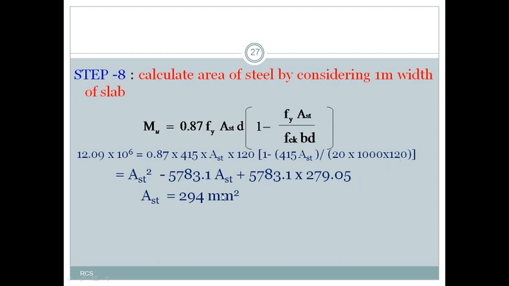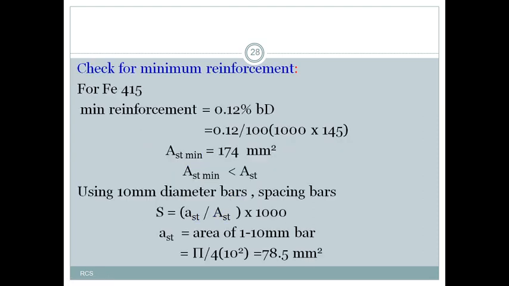If we calculate that, we get a quadratic equation like this. After solving this quadratic equation, we get Ast equal to 294 mm square. Right? Then we check for minimum reinforcement, whether the obtained reinforcement is sufficient to satisfy the design requirement of a slab with respect to minimum reinforcement. For Fe415 steel the minimum reinforcement required is 0.12% of bd. If we calculate 0.12% of bd, Ast minimum is 174 mm square, but the obtained is 294.